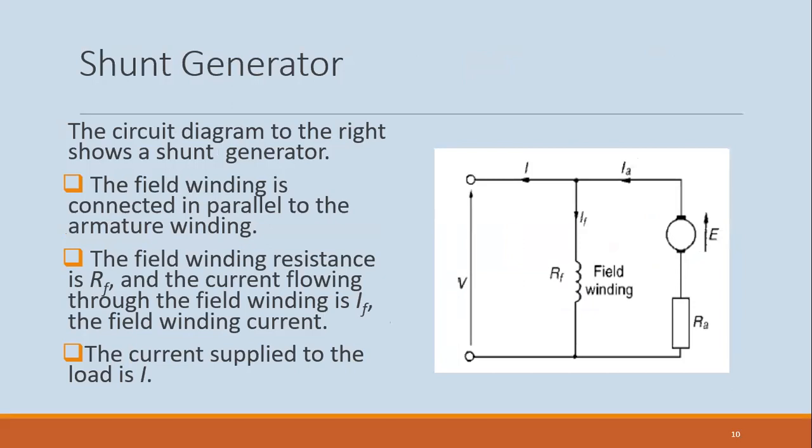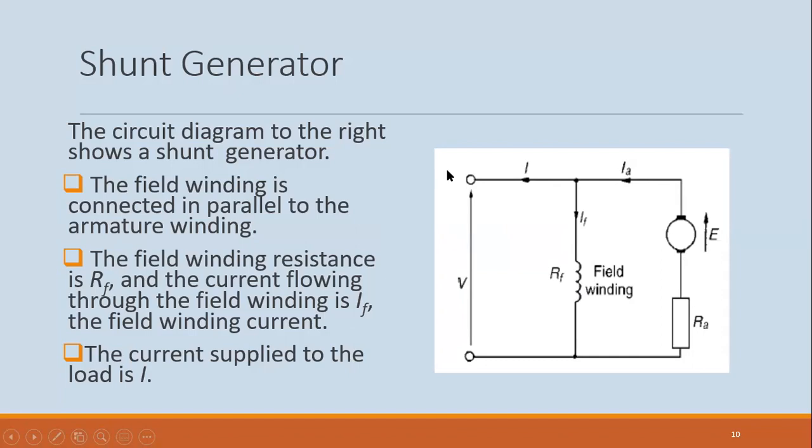This diagram is showing a shunt generator, and we can tell because of the direction of the current going to the terminal. Current is heading out, so we know it's a generator. The induced EMF is the source of the voltage, and it is driving the armature current. It also drives a current through the field winding, IF, and a current to the load.